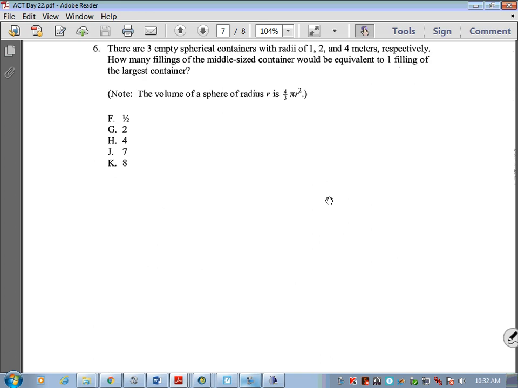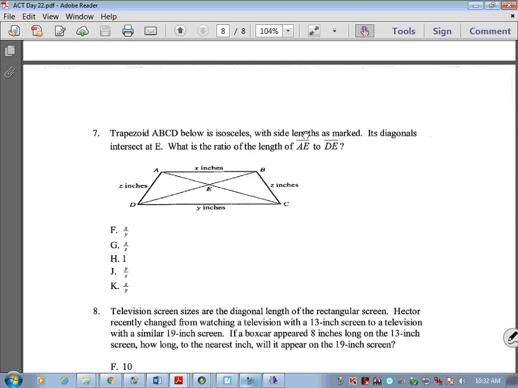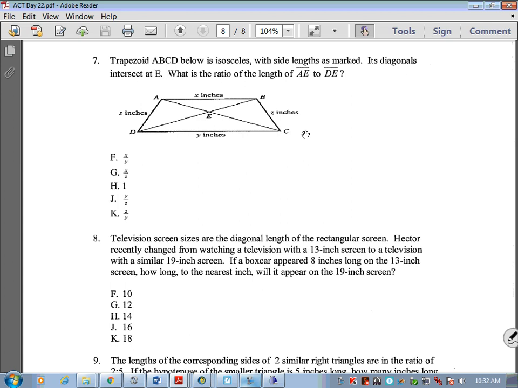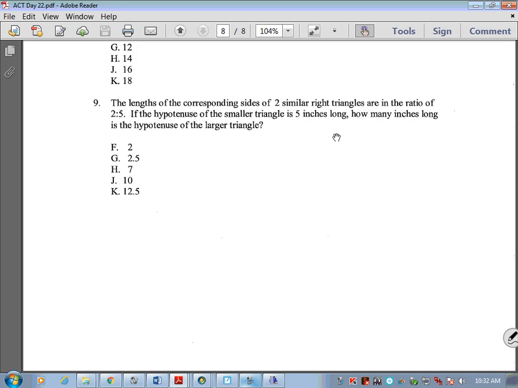6, hopefully you were able to get this right even with the typo in it. There's a typo in the formula there. But you should have gotten K, 8. Last page, 7 should have been F, X over Y. 8 is G, 12. And 9 is K, 12.5.